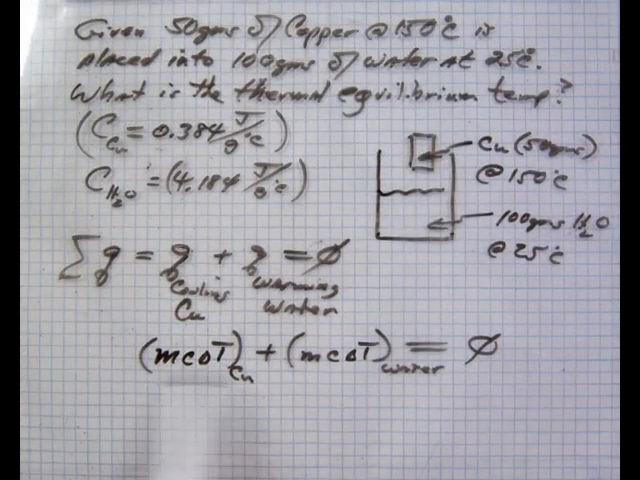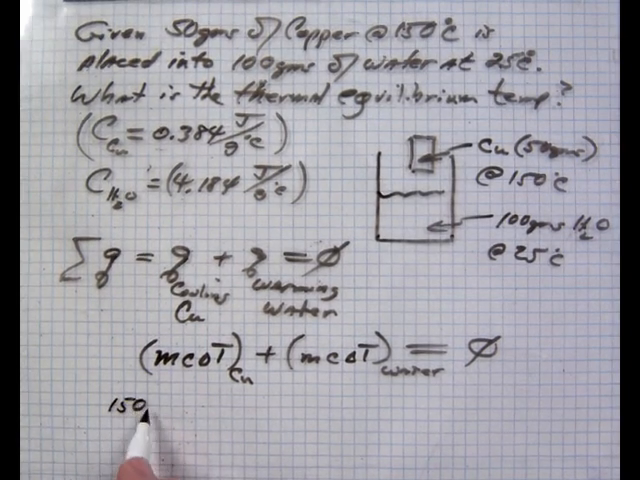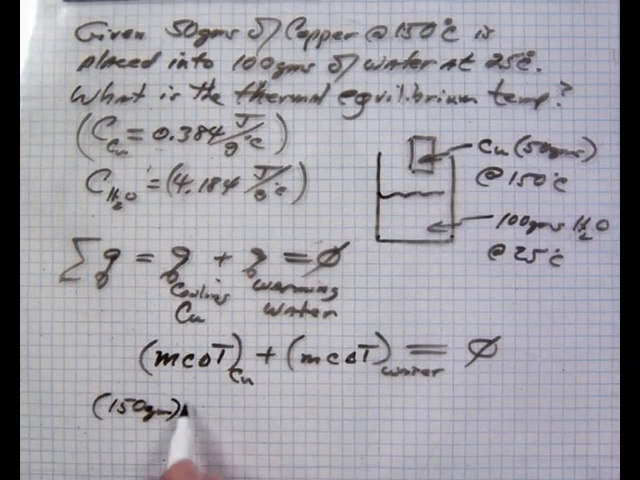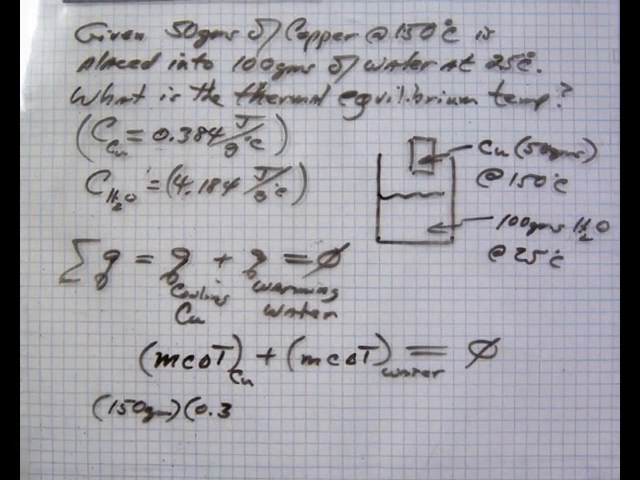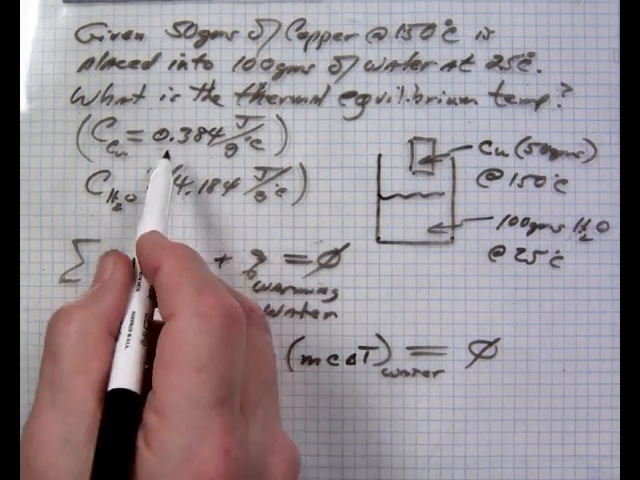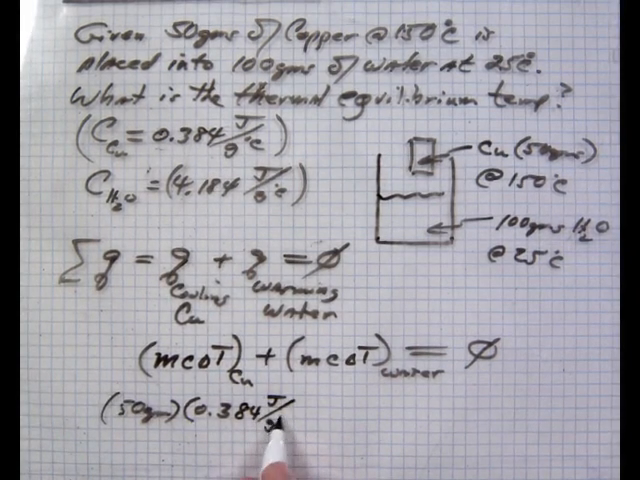Okay, so what do we have here? The mass of copper is 50 grams, and the specific heat is 0.384 joules per gram degree C, and the final temperature is unknown.